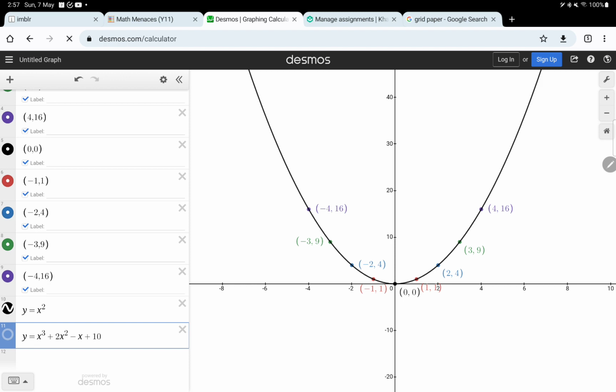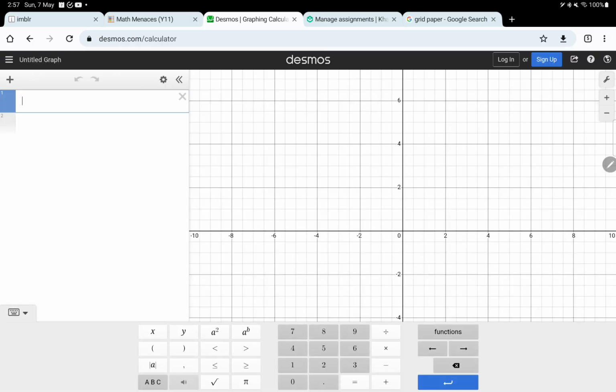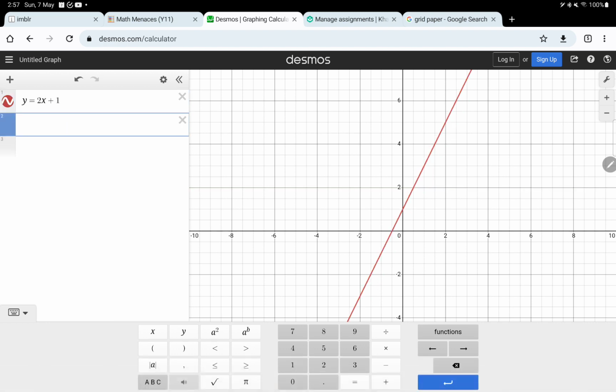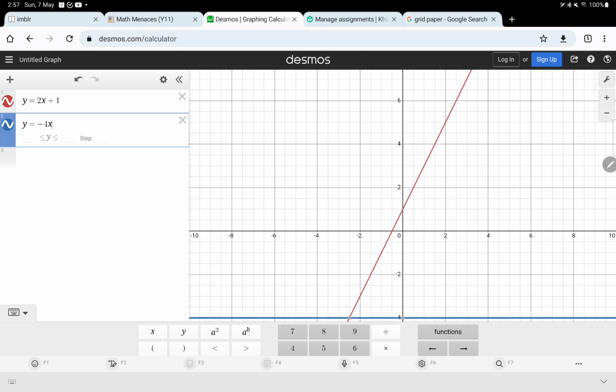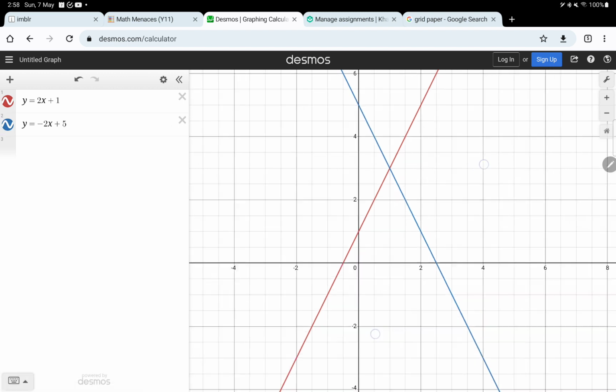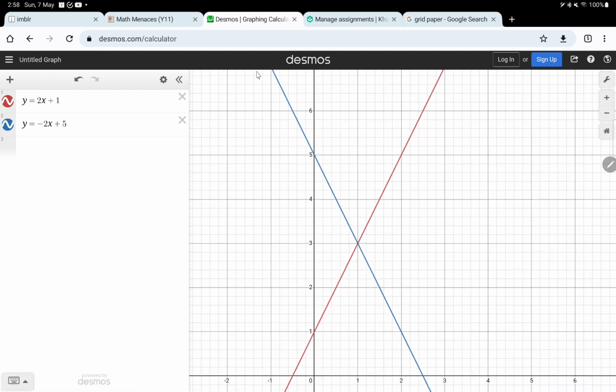Now the other one that they asked you to do was this. It's the idea that when you have two lines, the solution to the two lines is the intersection of the two lines. So for example, if you have y equals 2x plus 1, that's one line. And then the other one, y equals, say, negative 2x plus 5. So these are the two lines, and the blue line where they actually meet, which is the point 1, 3, this is the solution to both of these lines.